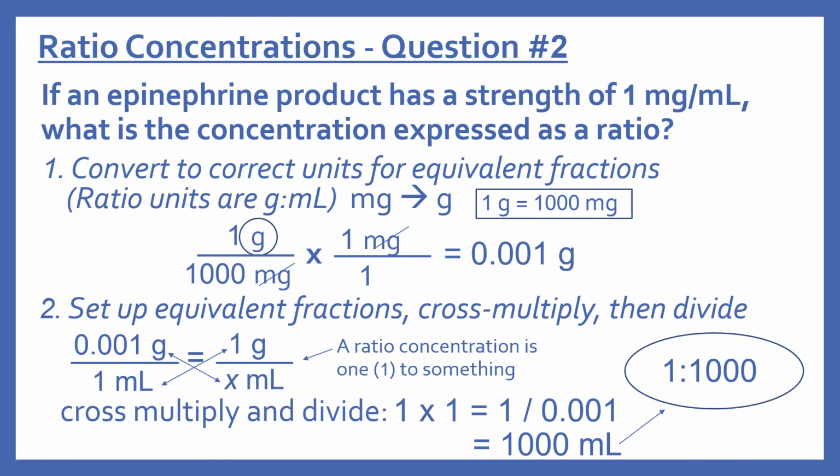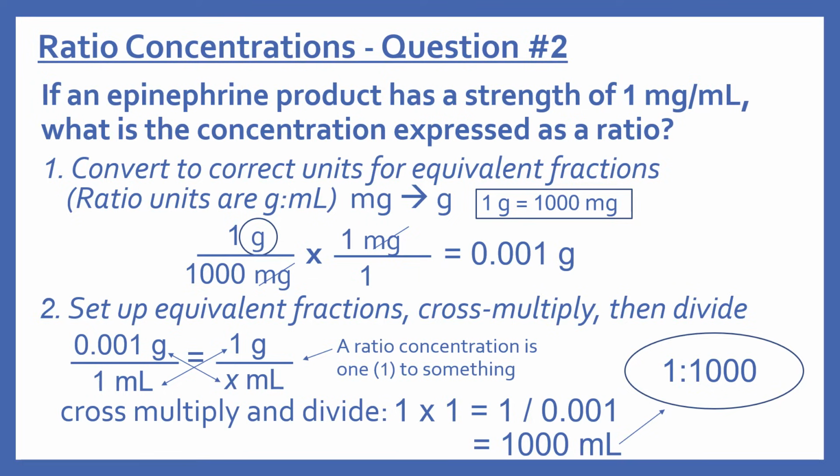So our 1 gram is at the top and we're solving for the X milliliters on the bottom. So we'll cross multiply and divide to get our answer. 1 times 1 equals 1. Then we'll divide by 0.001, and that gives us 1,000 milliliters. But that's not our answer because we're looking for a ratio.